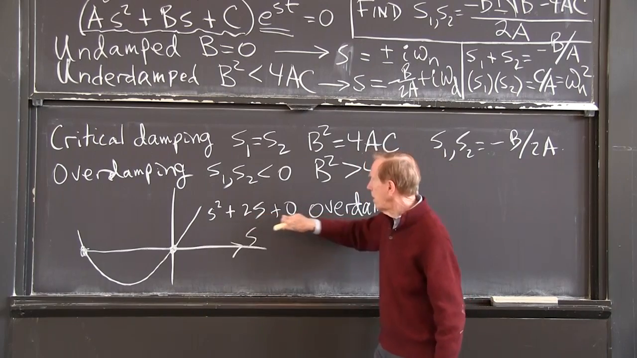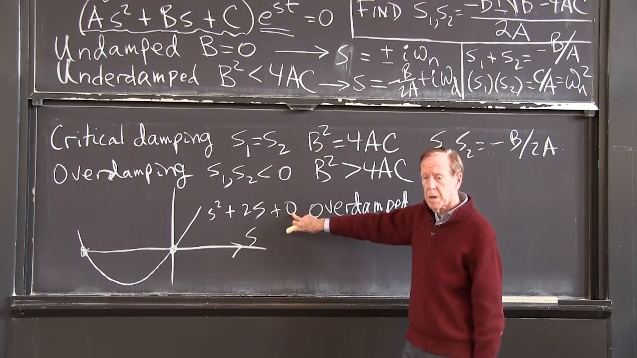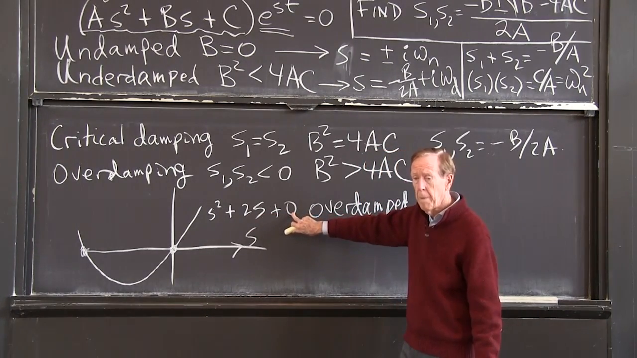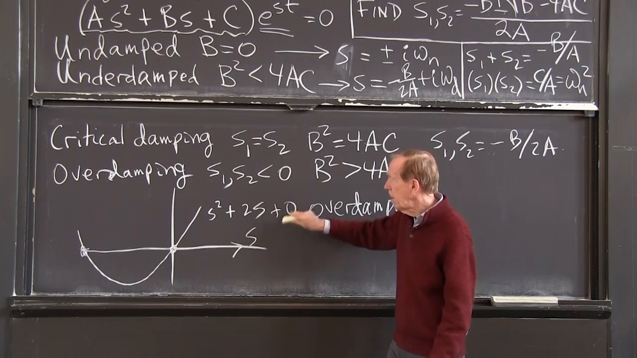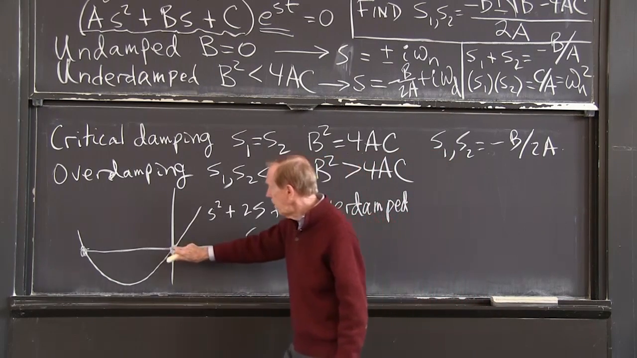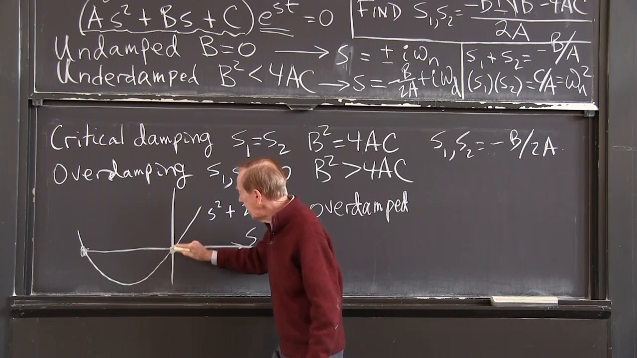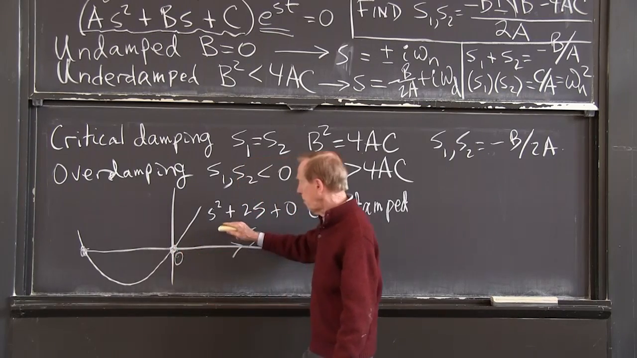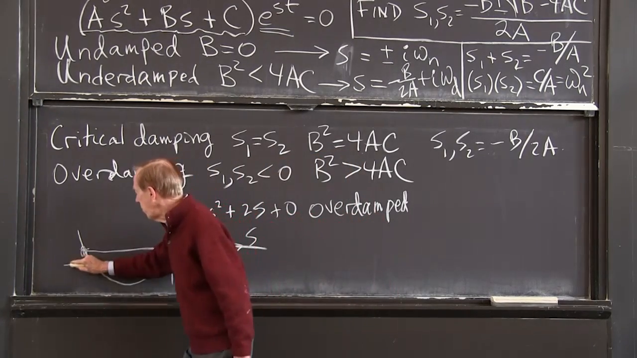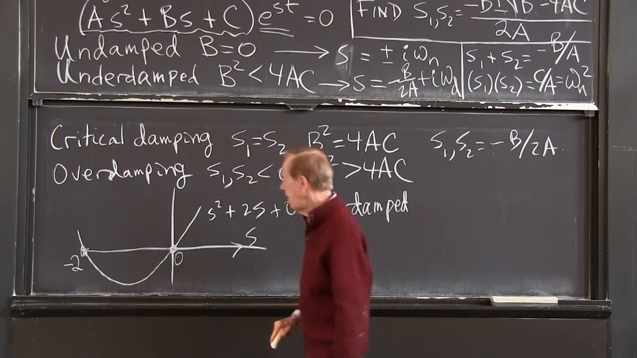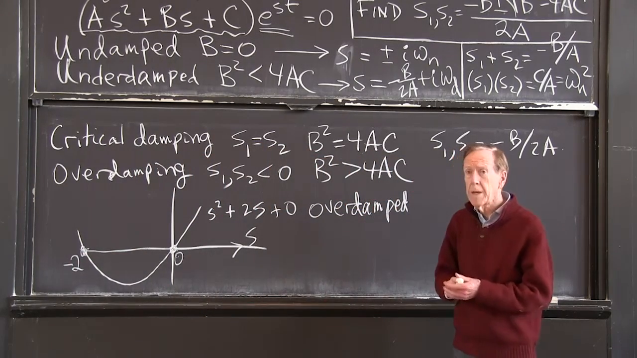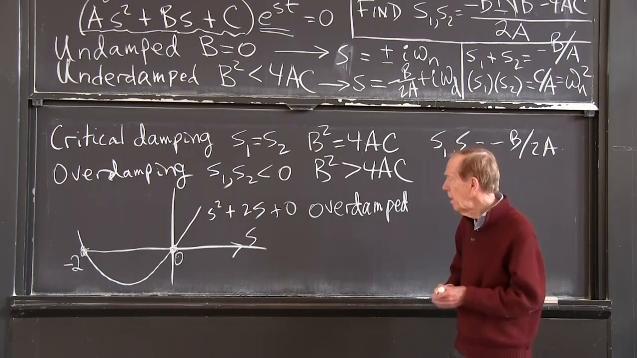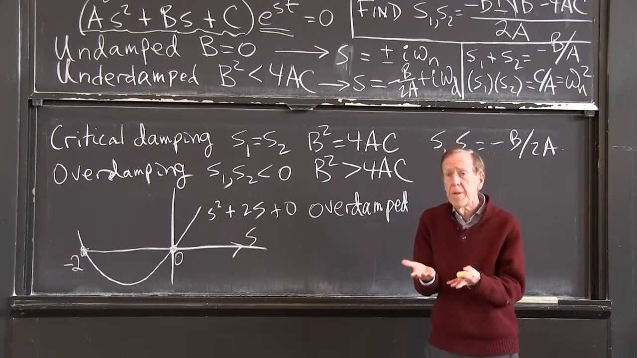A big number there. C is 0. No mass at all. No stiffness at all. So this parabola has a root at 0 and a root at minus 2. That would be an extreme case with no stiffness, whatever. Now let me add some stiffness.